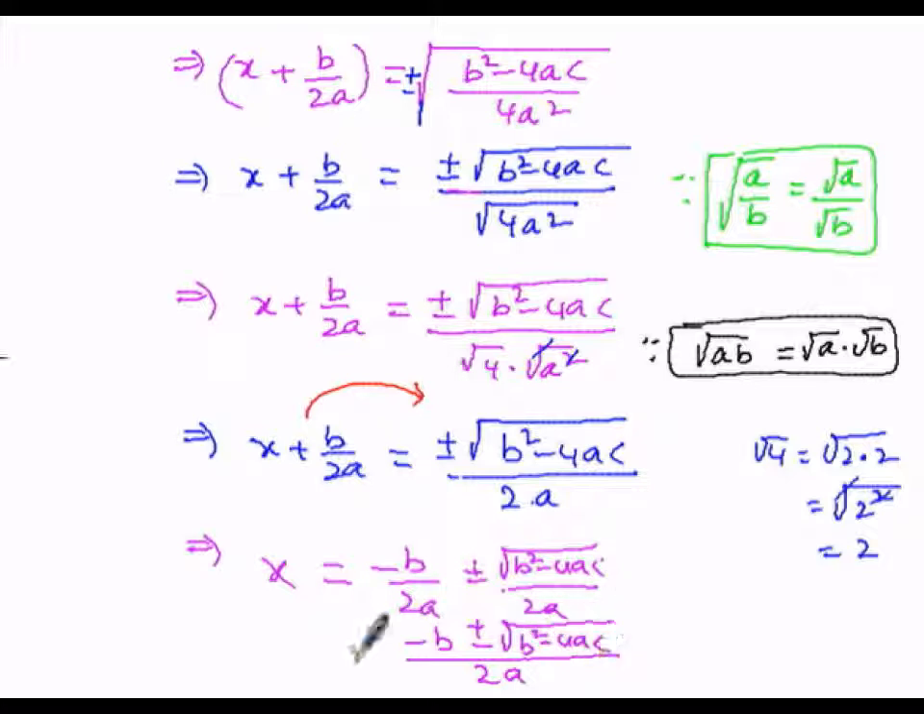So, in this manner I got x equals, therefore x equals minus b plus or minus root of b square minus 4ac divided by 2a, which is the formula we have derived by utilizing the general form of a quadratic equation, which is ax square plus bx plus c equals 0.